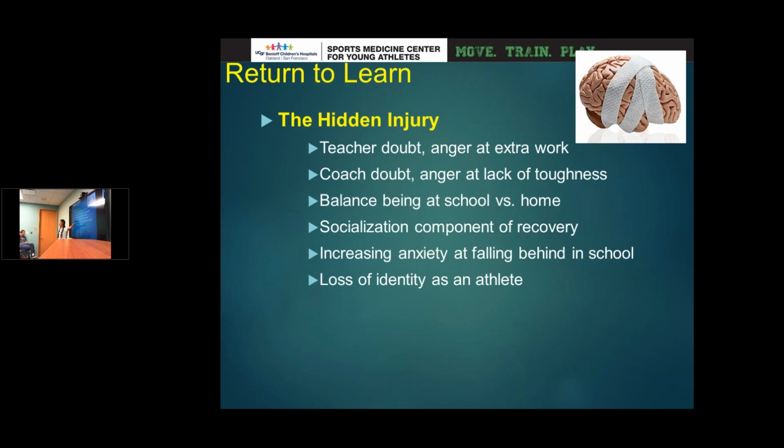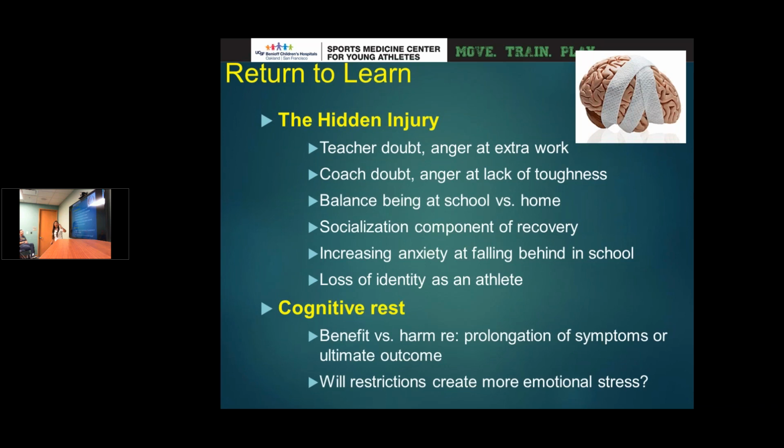Increasing anxiety at falling behind in school. We see this all the time in our high school kids. So much pressure on them to do well. Loss of identity as an athlete. All of a sudden, you know what? They're not out there anymore. People forget about you. Cognitive rest.